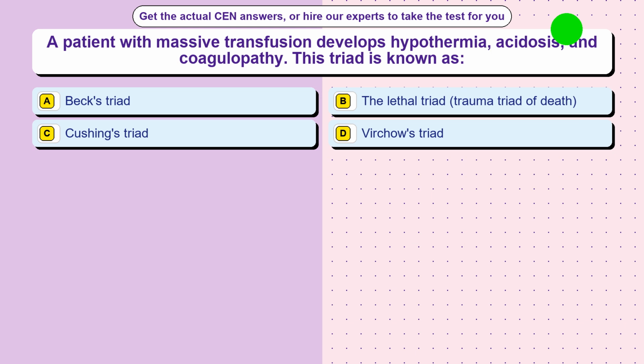Question 55. A patient with massive transfusion develops hypothermia, acidosis, and coagulopathy. This triad is known as: Option A, Beck's triad. Option B, the lethal triad, trauma triad of death. Option C, Cushing's triad. Option D, Virchow's triad.